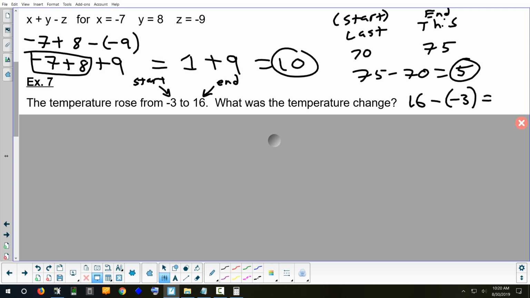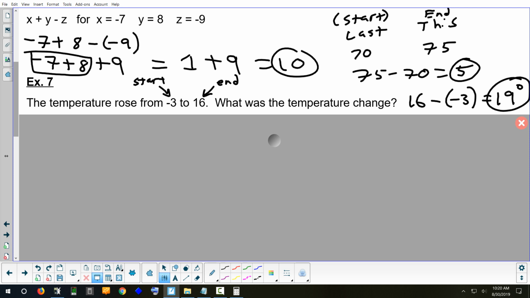So anyone think they can simplify that and tell me how much the temperature changed? Yep, Jade? Well, it would be 16 plus 3. We went over that just a little bit. Yep. 19. So I just put that little circle there because that means the temperature changed 19 degrees. Okay? You could write out the word degrees too. That's fine.